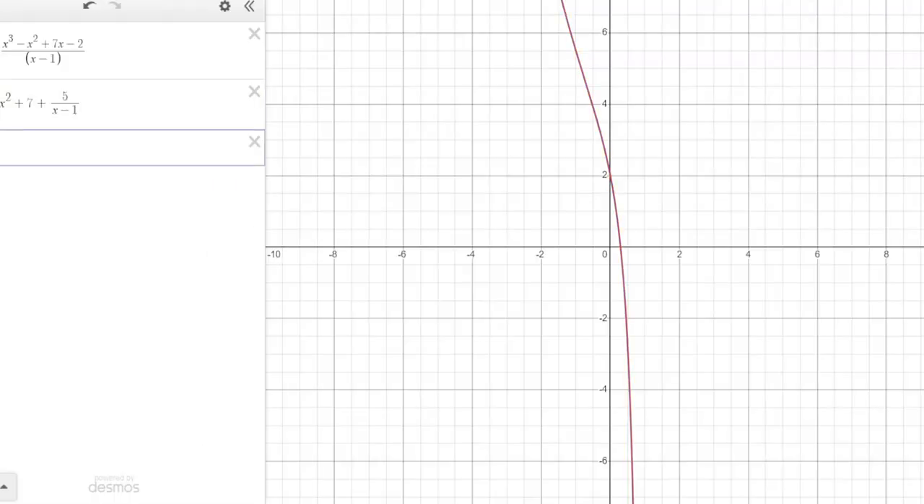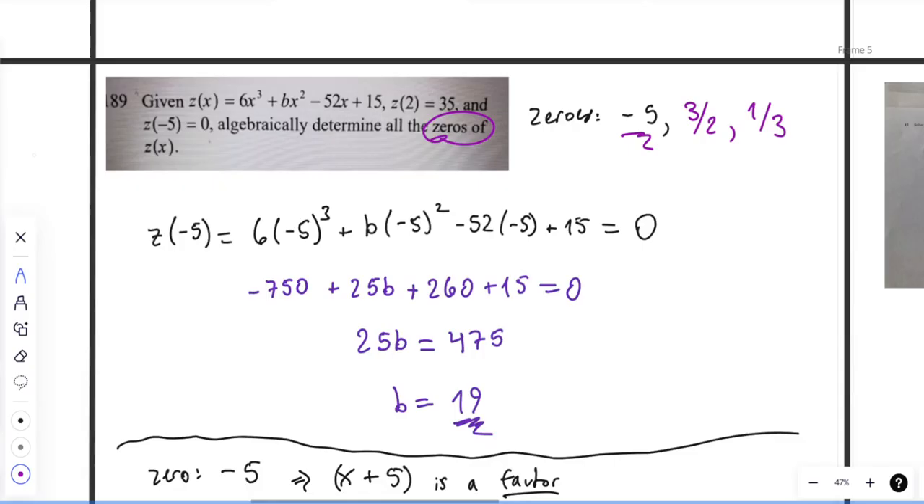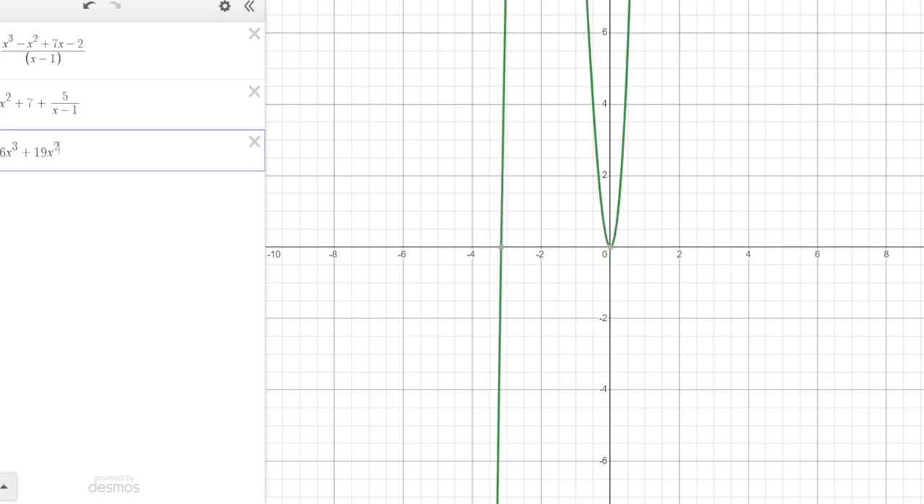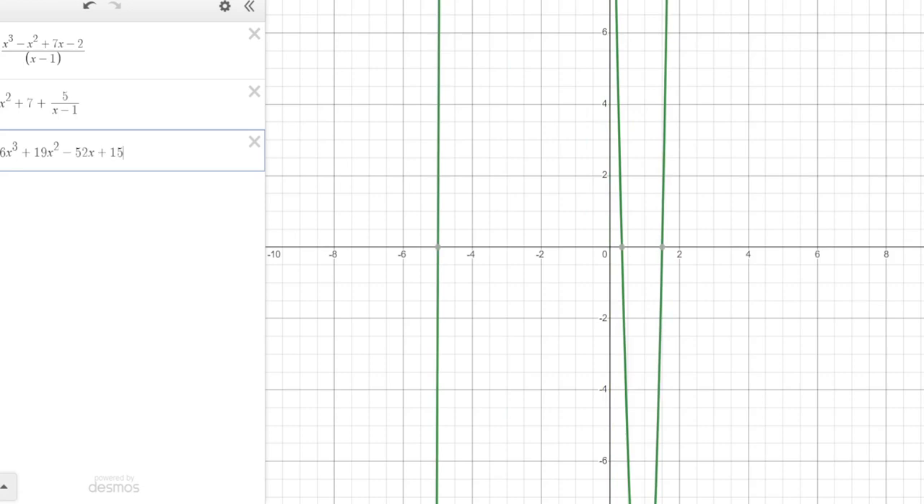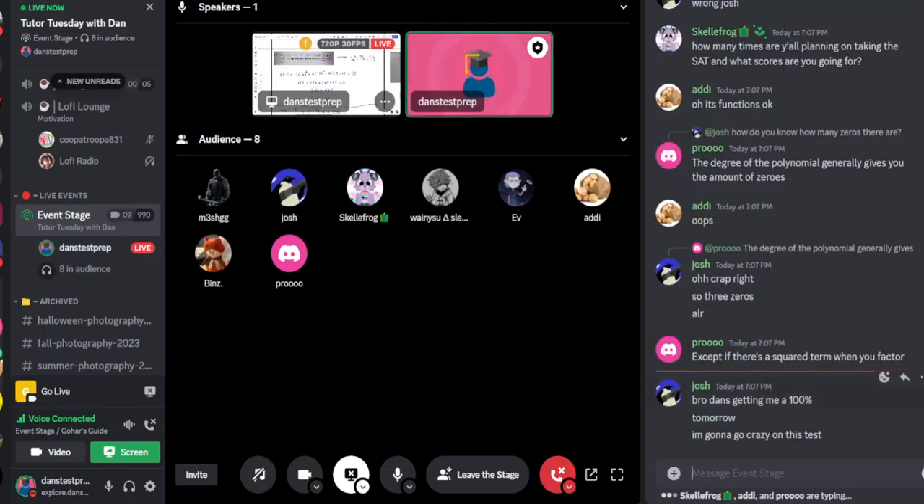And just to do a little sanity check, let's plot that one out and see if we got the zeros correctly. Because it's possible we made a mistake. We get -5, 1/3, and 3/2. So it looks like everything is good there.